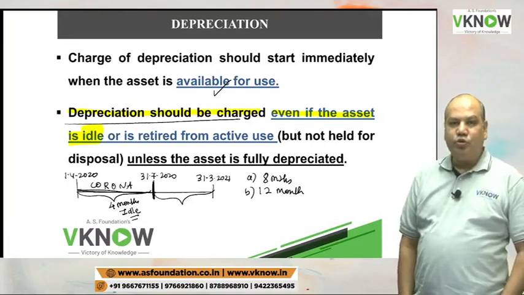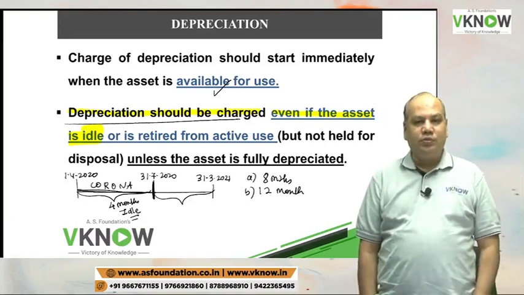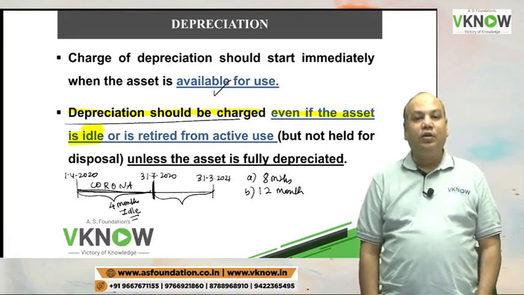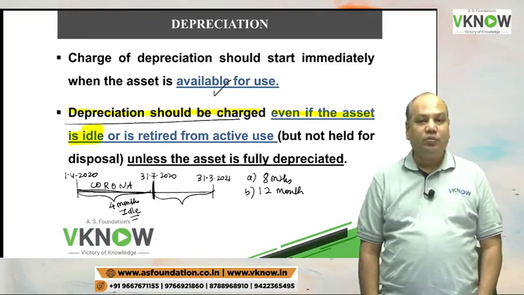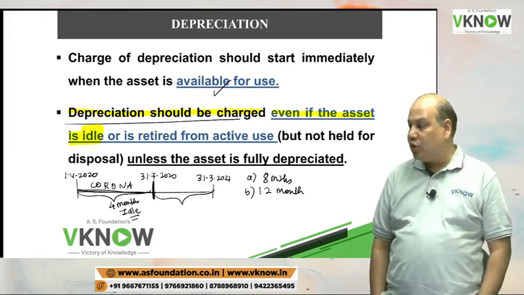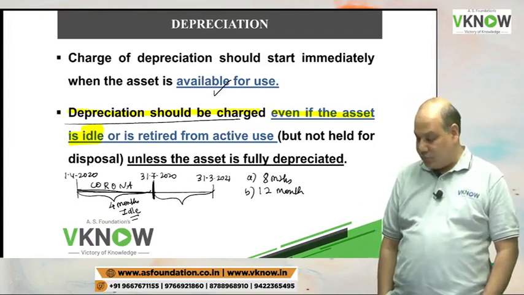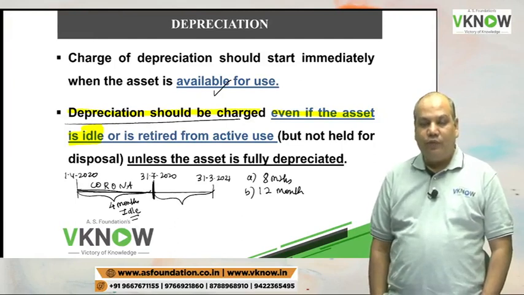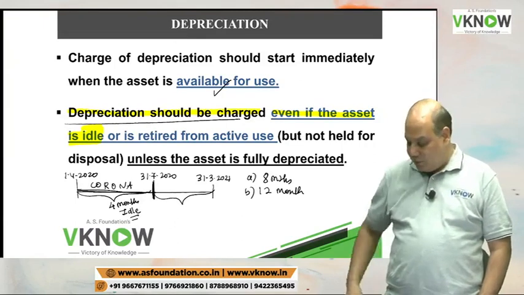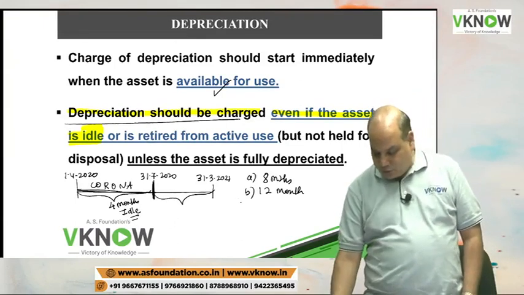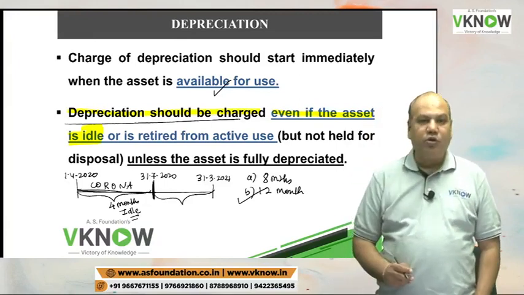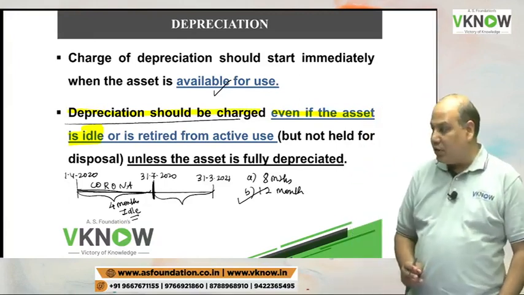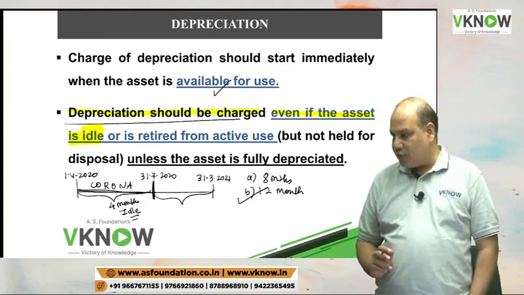Suppose due to lockdown for 1 month, the asset remained idle, no activity. What about depreciation? Your institute has also clarified on this. The depreciation will be provided for full 12 months, even if the asset remains idle for some time. Okay.